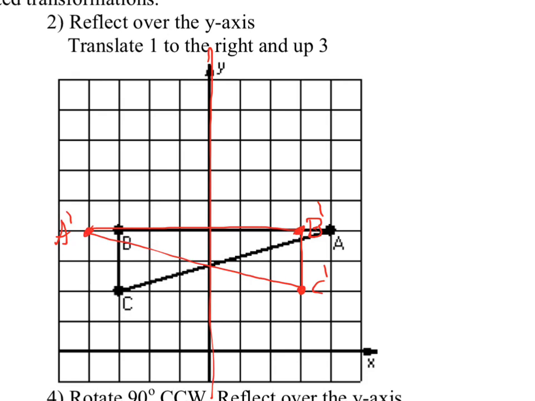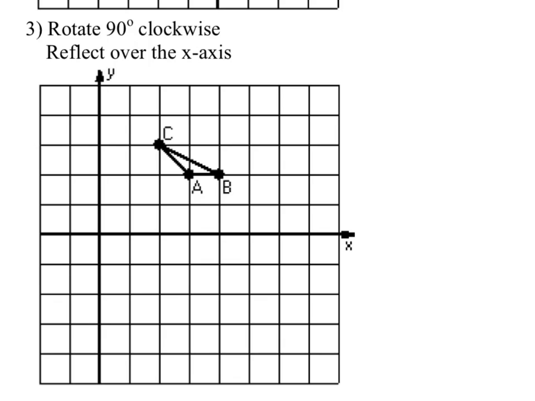That gives me that new figure. And then you go 1 right and 3 up. So if I take A and go 1 right, 3 up, it's going to land there. So there's A double prime, which is going to make B 1 right, 3 up, B double prime right there, and C 2 below that, so C double prime's there. Connect it up. Ta-da! Figure, reflected, translated.